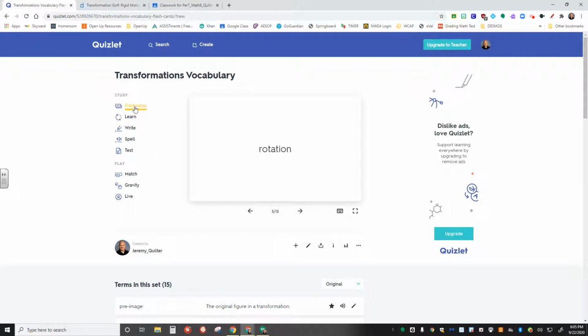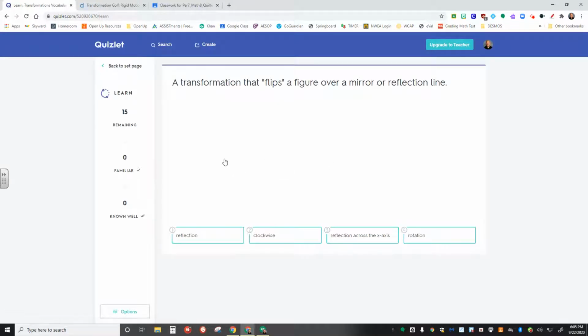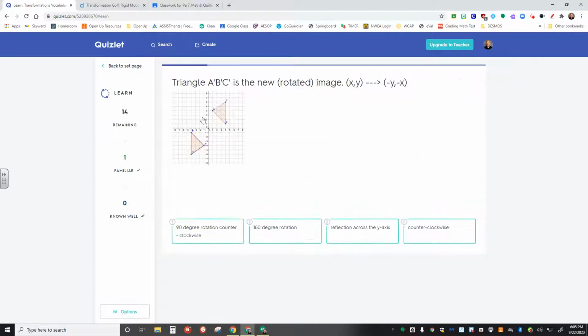When you go through this, what I want you to do is go ahead and hit Learn. Going through Learn will allow you to work through the different activities to try and figure out what they are, whether it's a multiple choice question or something else. You'll end up going through these 15 times to be able to catch on. So a transformation that flips a figure over a mirror or reflected line, we know is a reflection. And a little smiley face will show up.